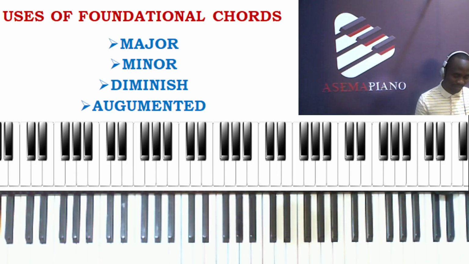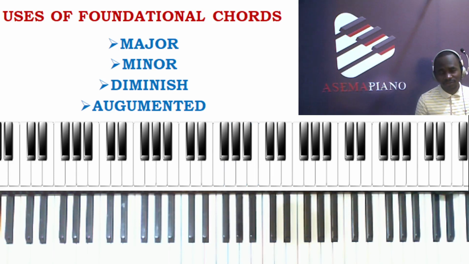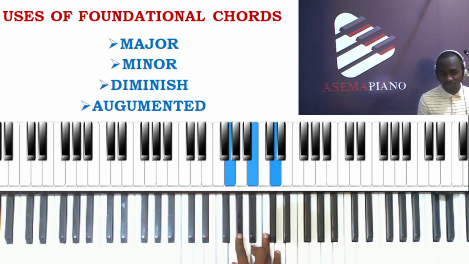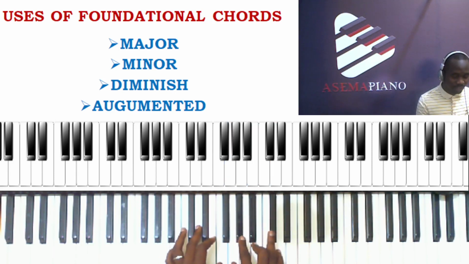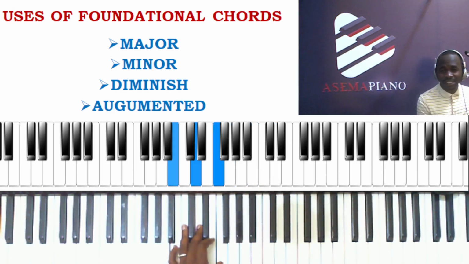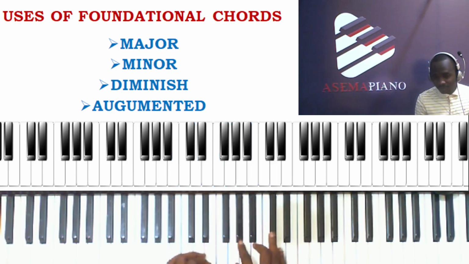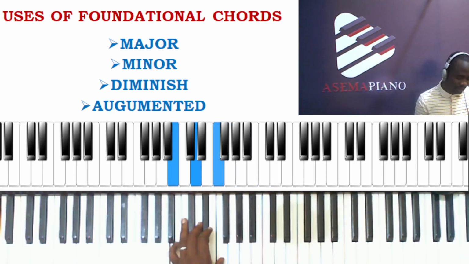So for instance, the 5 of C is this one. Then the diminished chord for chord C is this one. So if I have the diminished chord on my left hand side, this is the diminished chord. You get the diminished chord. Then I have the 5. So 5 and 7.